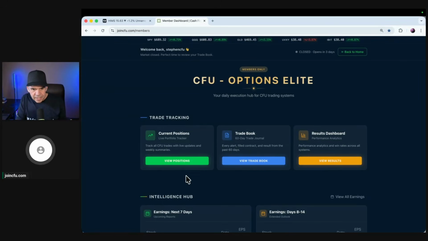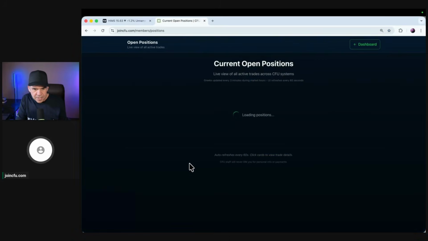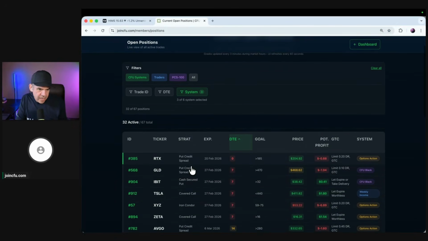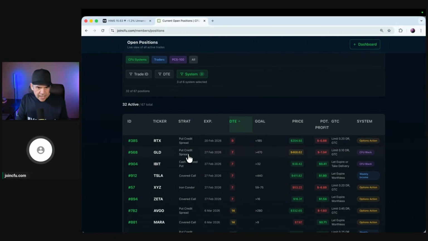When I come in here, I get my current positions. So I can open this up. These are all the current positions that we're tracking as of right now. We did roll the RTX trade, so we need to update that. It doesn't take us very long. But these are the trades that we're tracking right now.